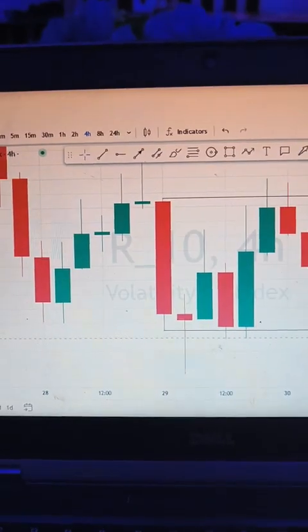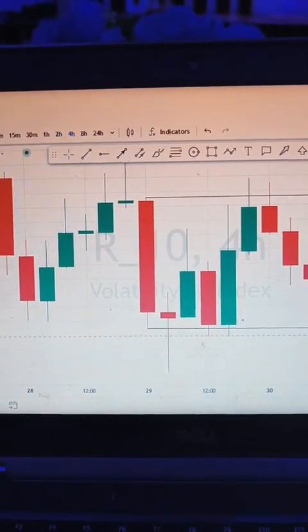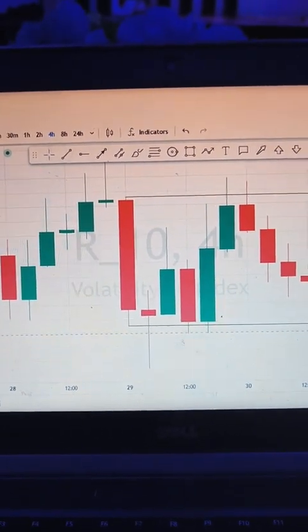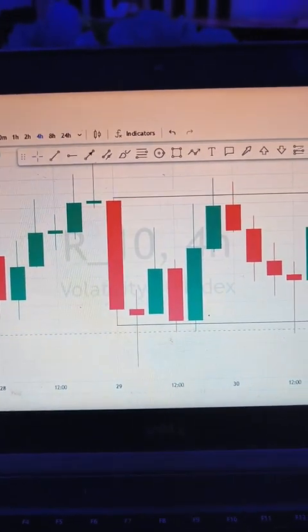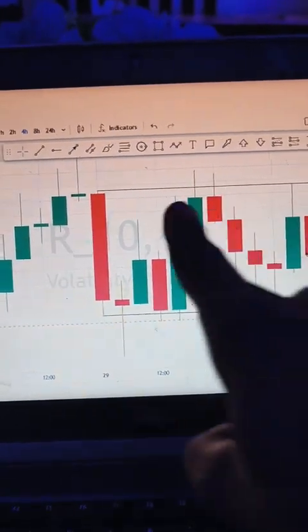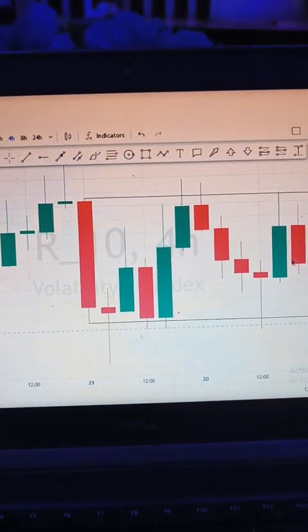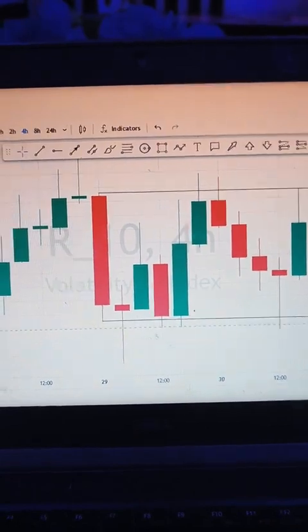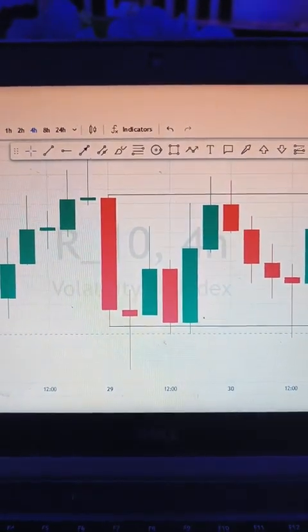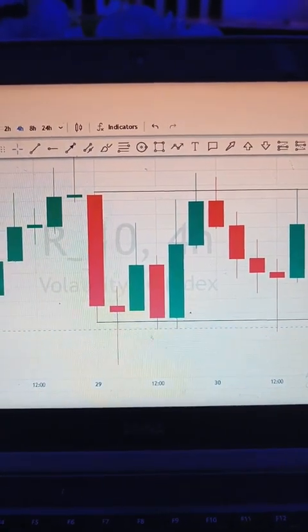If you are a beginner and you are looking for a very simple strategy to trade, a simple strategy that will be able to give you profit easily, then you want to learn this strategy called the CRT strategy. Now I'm going to explain to you exactly how it works. Take a very close look at my screen.